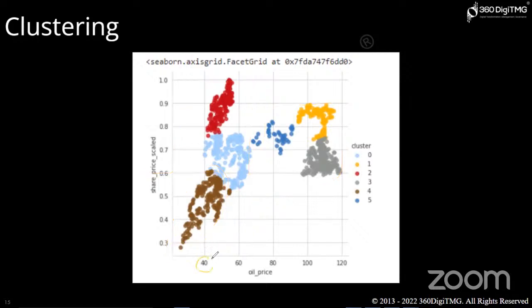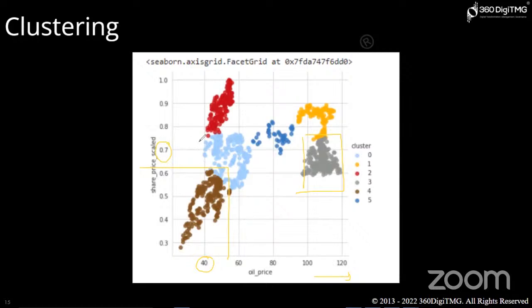The oil price was low, and we can see the share price was also low here. But in these clusters, the oil price is high, but we can also see that the share price is moderate. We have the oil price as something like $120 per barrel, and I can see the share price is 0.7.